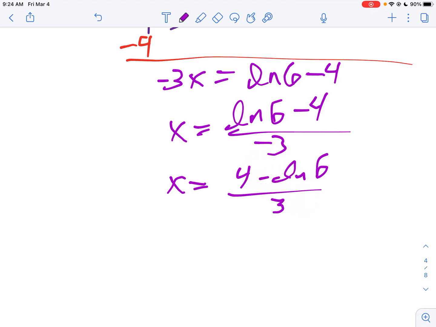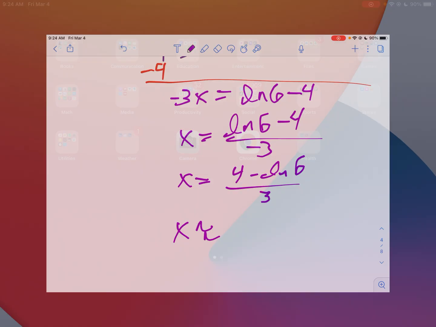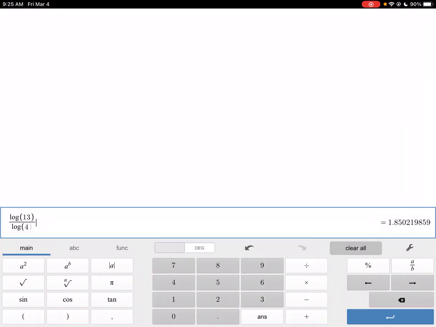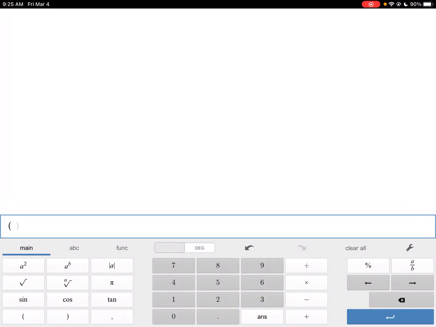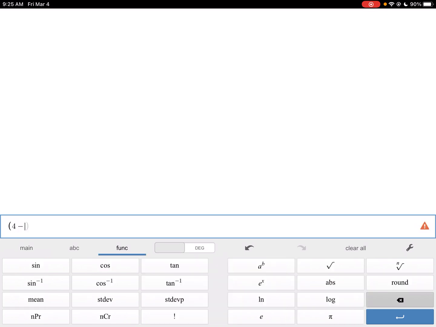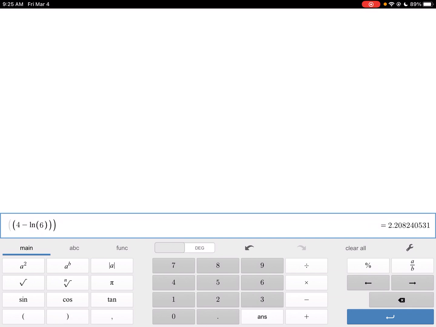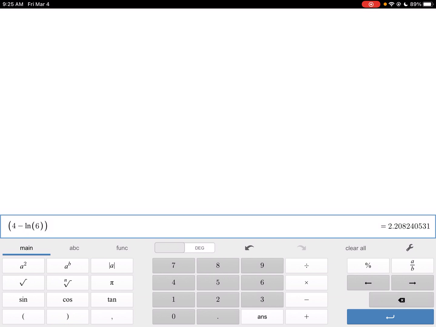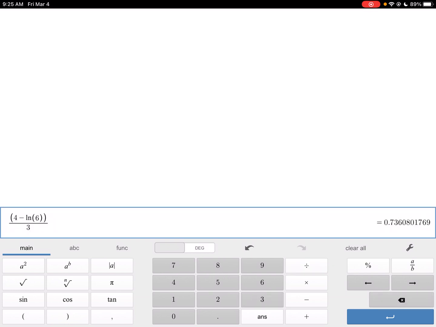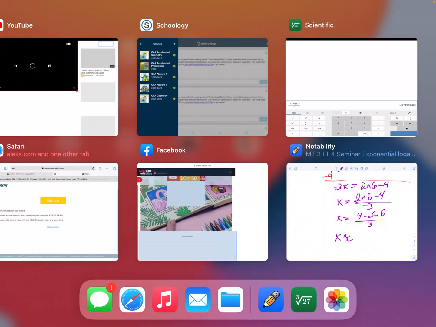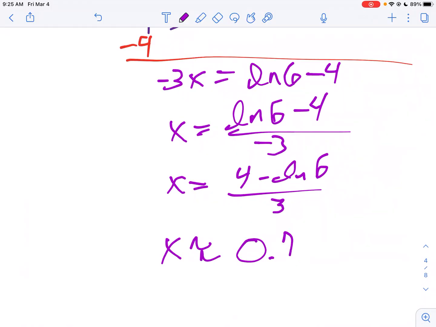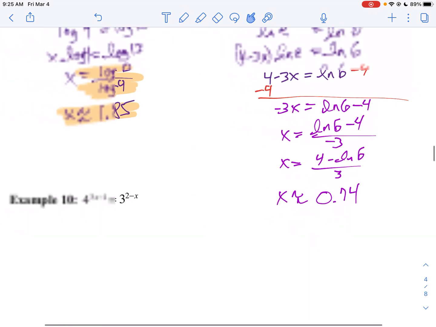So then we can find the approximate answer. So I'm going to take 4 minus the natural log of 6. So I'll put that in parentheses. So I'll go 4 minus the natural log of 6. Let's close our parentheses. Then I'll divide that by 3. And we get about 0.74. And there's our answer there. Okay, let's take a look.